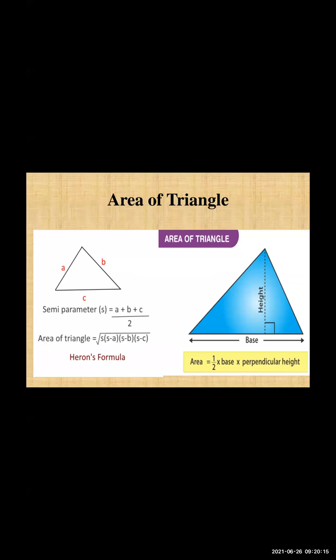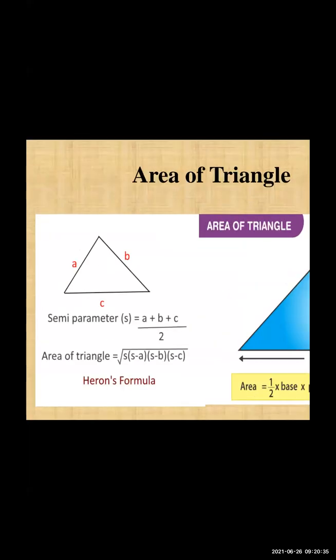So here is Heron's formula. By using Heron's formula also we can find out the area of triangle, because if only the values of the sides are given, not base and height, at that time you can find out the area of triangle. And what is the area of triangle by Heron's formula?